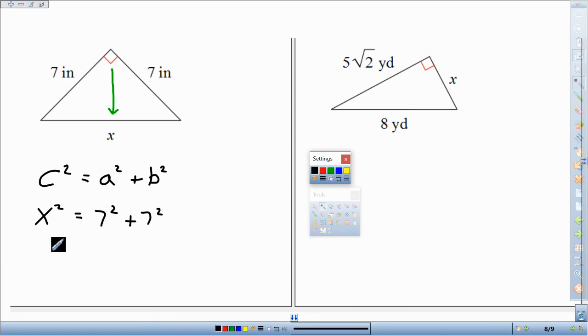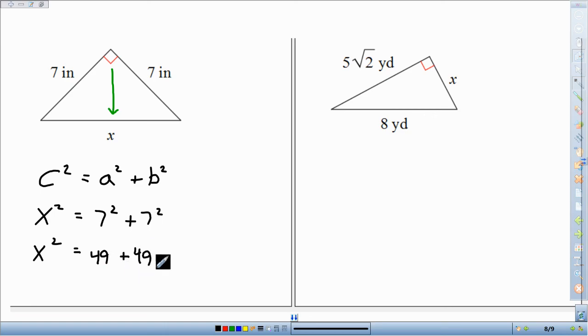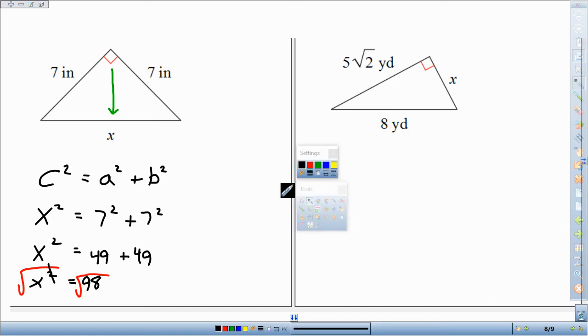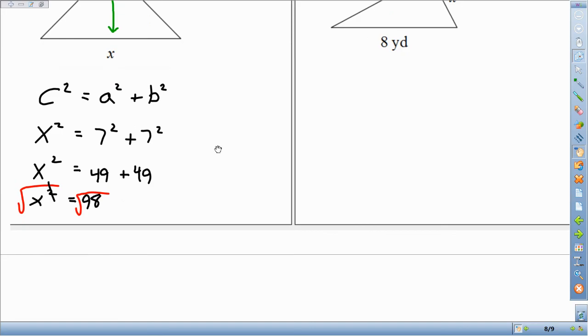Okay, so let's see what happens here. We have x squared equals 7 squared, which is 49, plus 7 squared, which is 49. So it looks like we're getting x squared equals 98. Solving for x, we take the square root of both sides. So here's the big thing. The square root of 98 is not a perfect square, and they want us to write it in its simplest form. So we need to break down the square root of 98.